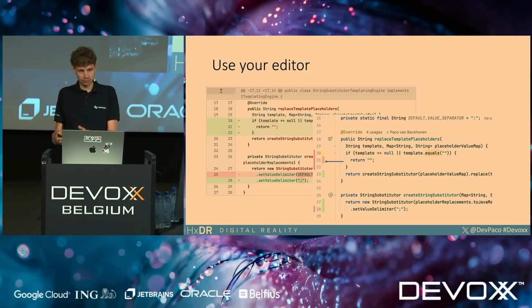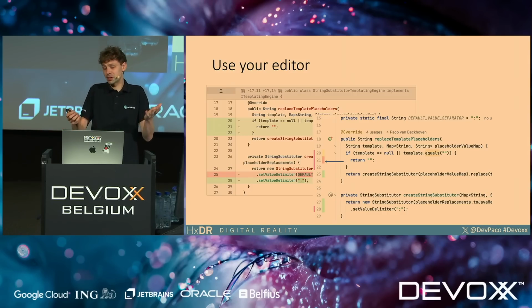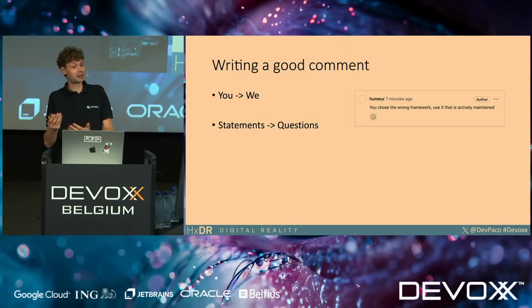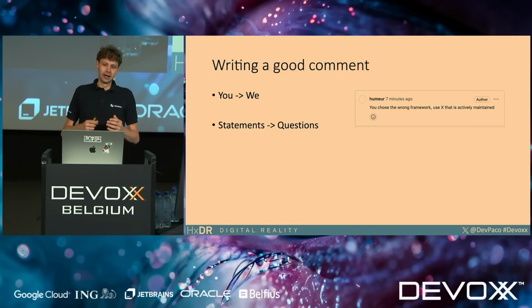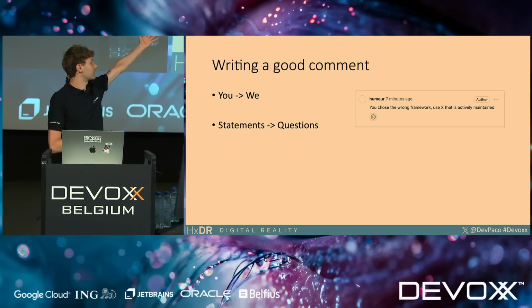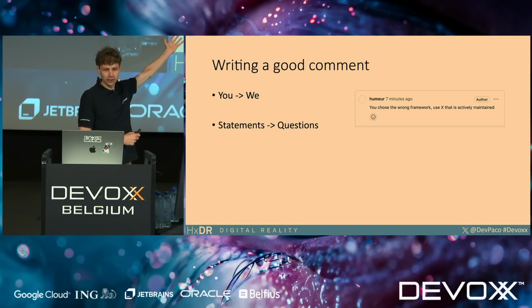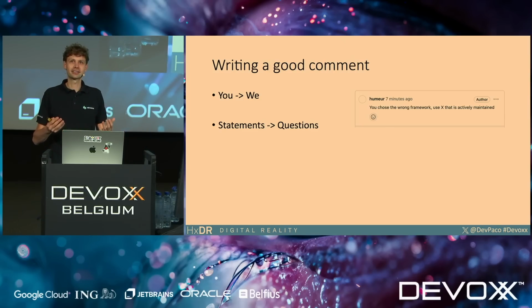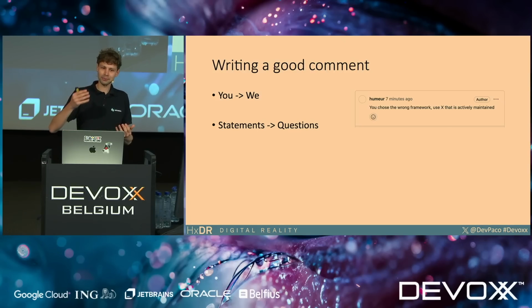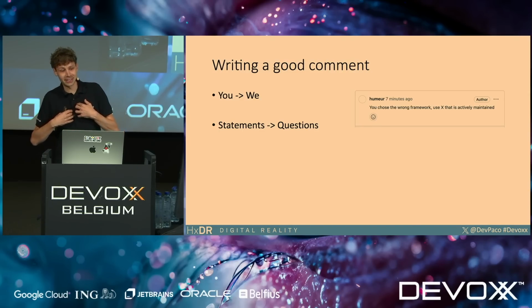Now, we did the review part. We start writing comments, because there might be something that we don't like or might not be done well. And what we sometimes see is, take this message here. You chose the wrong framework. Use X, that's actively maintained. That doesn't sound nice. I would get defensive when I read something like this. Why? Part of that is because of the you. The you makes it sound personal, or at least, maybe that's my issue.